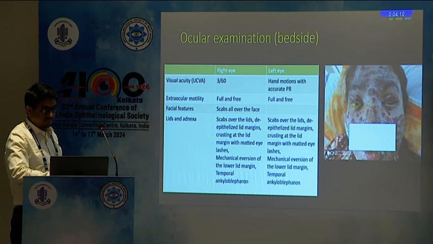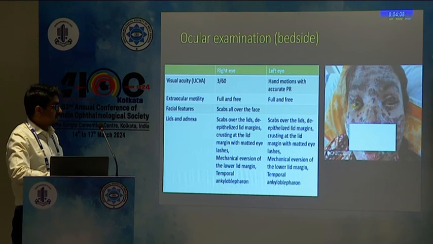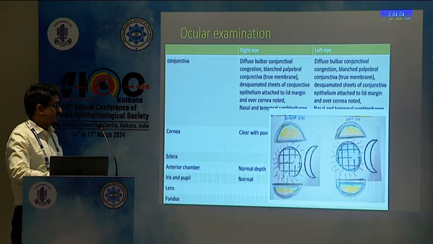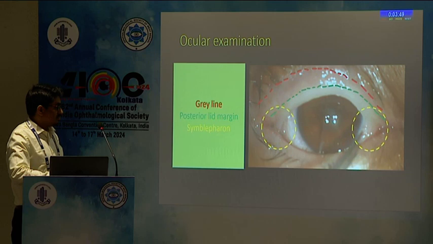There were deepithelialized lid margins, crusting at the lid margin with matting of eyelashes, mechanical eversion of the lower lid margin with temporal ankyloblepharon. There was diffuse bulbar conjunctival congestion with blanched palpebral conjunctiva. There were true membranes over the conjunctiva. There were desquamated sheets of conjunctival epithelium attached to the lid margin and over the cornea. There were nasal and temporal ankyloblepharon.